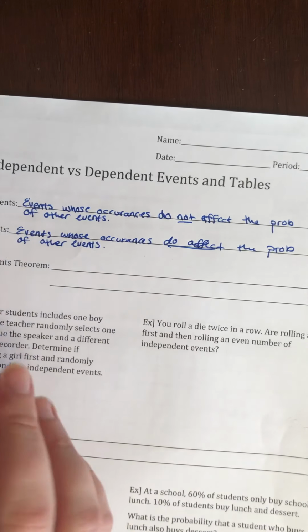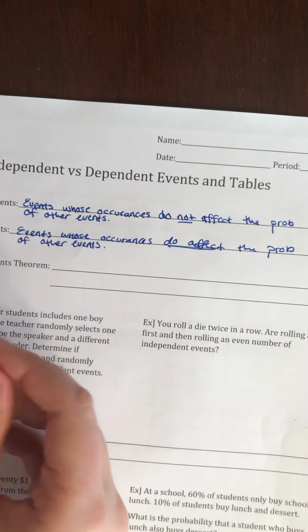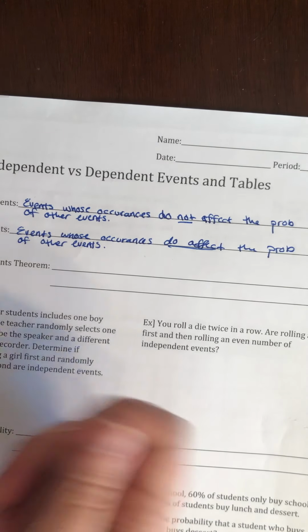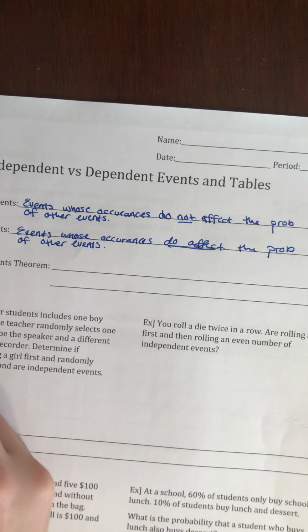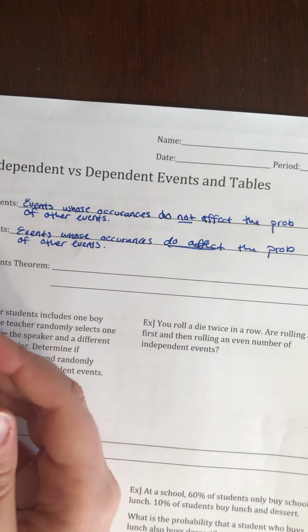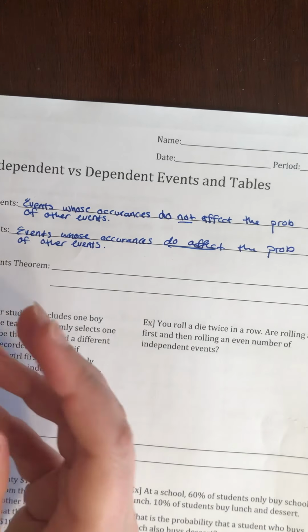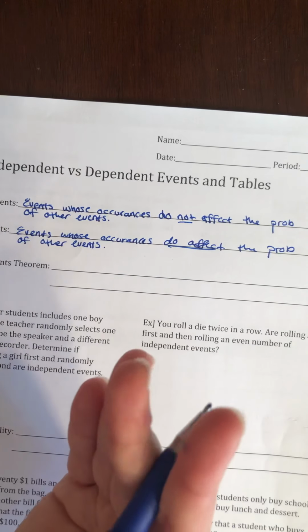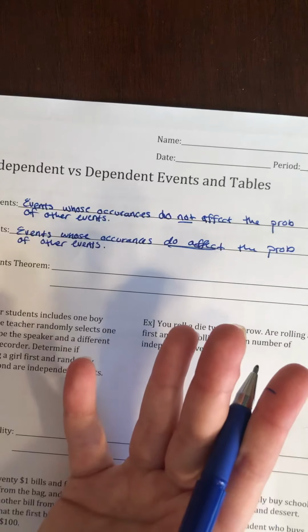So what do I mean by that? Well, we talked about drawing cards out of a deck with or without replacement. Maybe if I draw a card out of a deck and I draw a second one, if I kept that first one, that's changed the deck, changed how many cards there is, changed what cards there is, so that affects the next event.